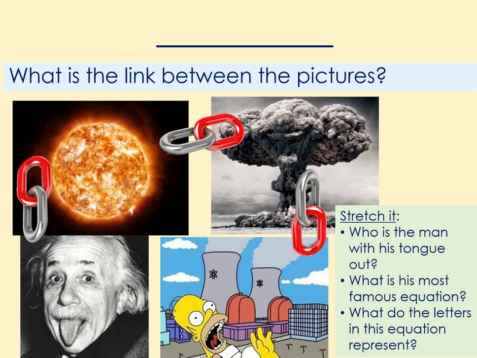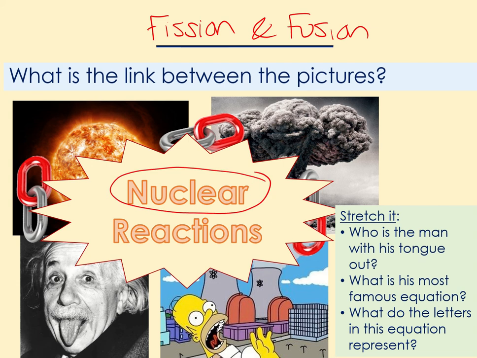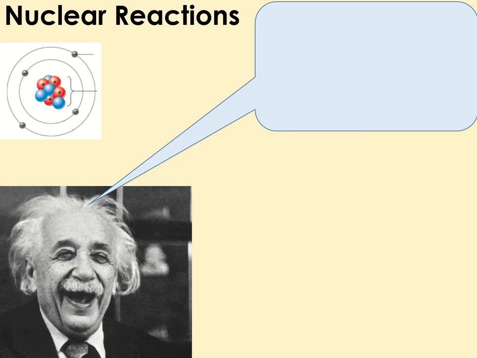Usually when I start off this topic I ask people to give me the link between all of these 4 pictures. You can have a little bit of a think, but essentially the answer is nuclear reactions. That's what fission and fusion have got in common: they're 2 different types of nuclear reaction. When we say nuclear reaction, we mean to do with the nucleus. Chemical reactions are all to do with the electrons, but here we're talking about just reactions of the nucleus, so something different to what you'd have met before.